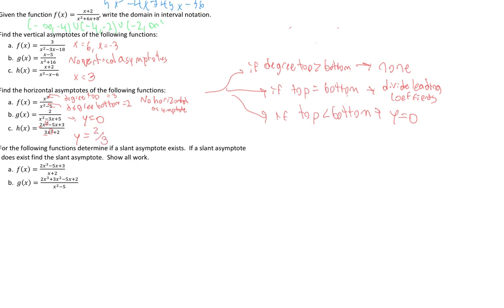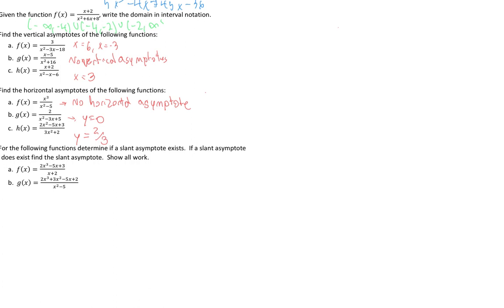And now we're done. Okay, so now for the final one of this page. For the following functions, determine if a slant asymptote exists. If a slant does exist, find it. Show all work. So this is going to be similar to horizontal. It exists if the degree of the top is 1 plus the degree of the bottom.